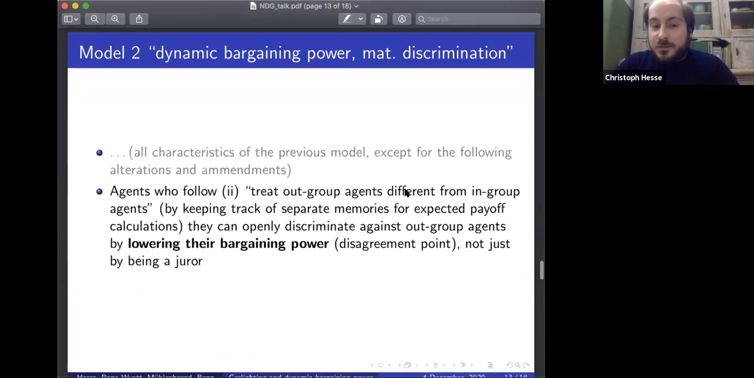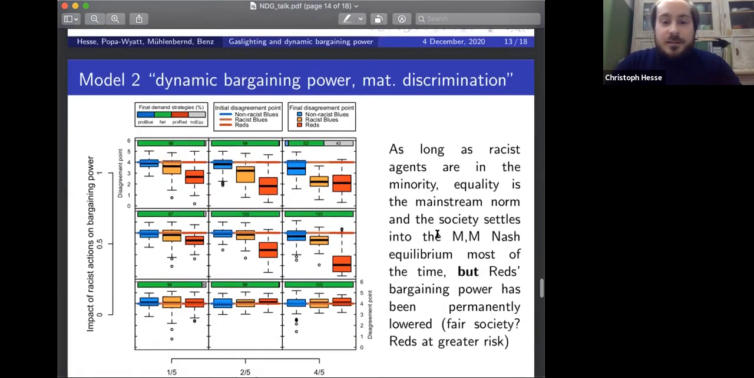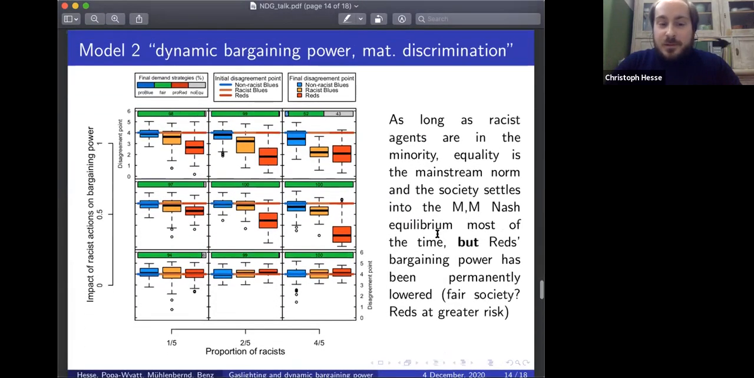So in model 2, what we're changing is we're giving the racists the ability to take bargaining power from red agents. So now we're making some blue agents racist. And that means they can lower the disagreement point of a red agent when they get to interact with that red agent.